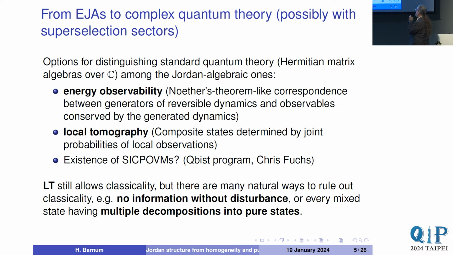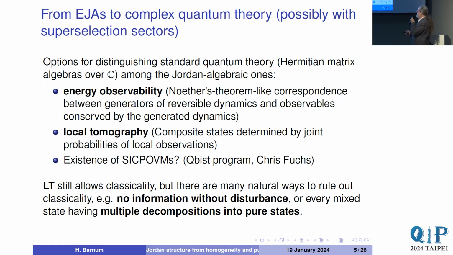There's also locally tomographic composites. So if you have a way of making a composite system where Alice and Bob can look at the statistics of joint measurements on many copies and determine the state, that really only works in the complex case. Maybe existence of sick POVMs. It's known they don't exist in the real case.